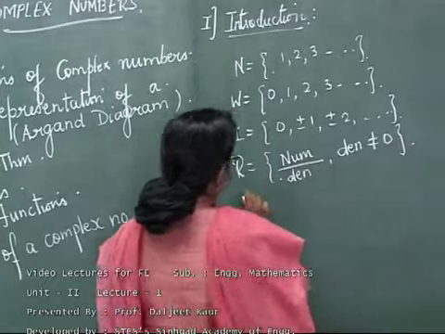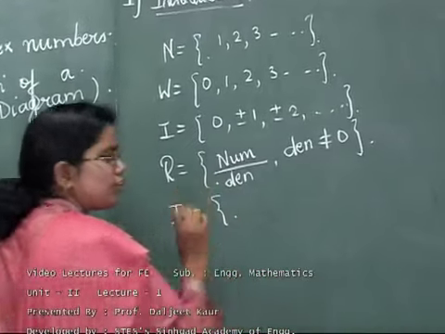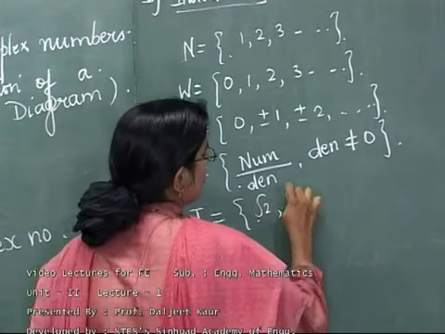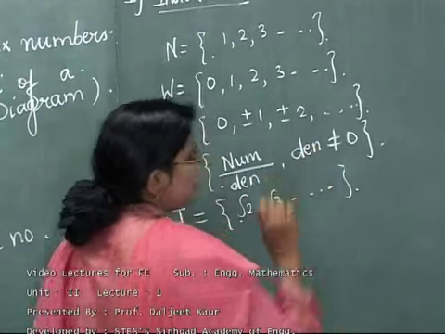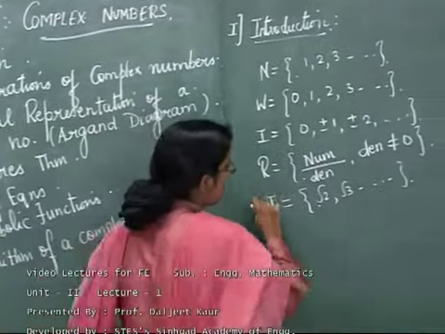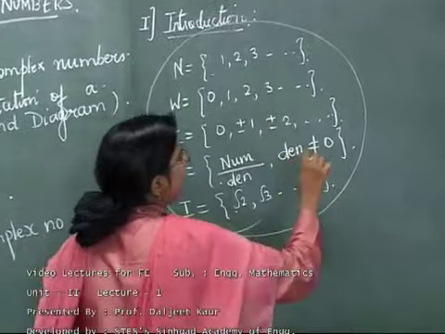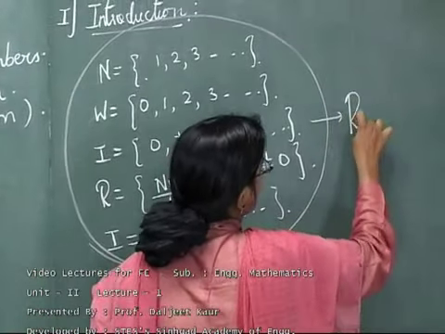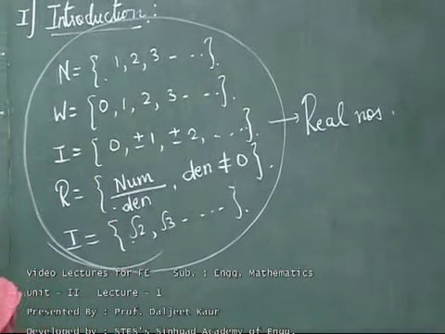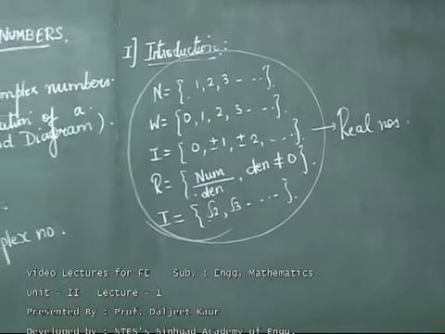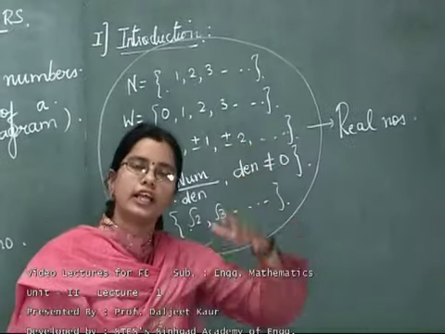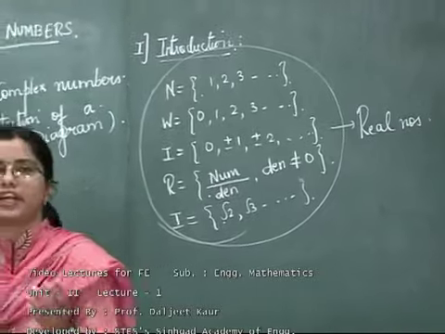Then next, you have your set of irrationals. What are the irrational numbers? Numbers like root 2, root 3, and so on. These all are your irrationals. And now you see, this whole set together forms your set of real numbers. Now, you have such a large real number system, and still, what is the need to study complex numbers?